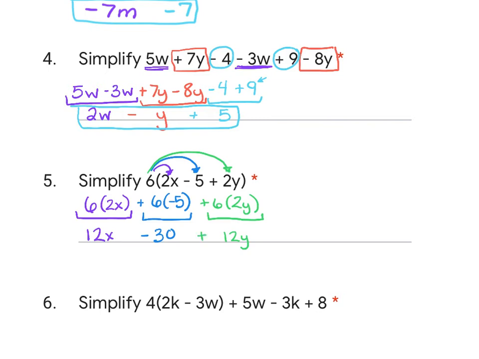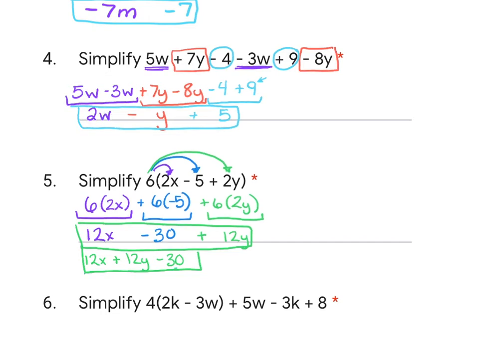So I put a plus. And can I combine any of these terms? No, I cannot. So that's my final answer. You can actually rewrite it as 12x plus 12y minus 30. That's also an acceptable answer. It's actually better to write your variables first and then your constants. Okay, so let's go to number 6.